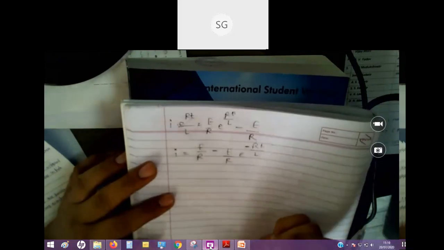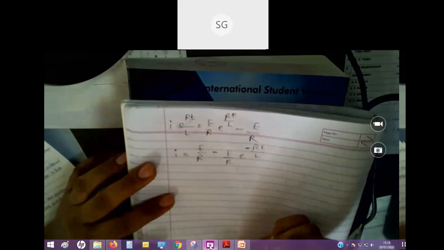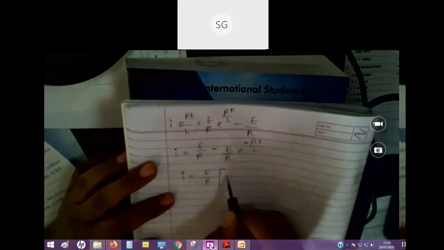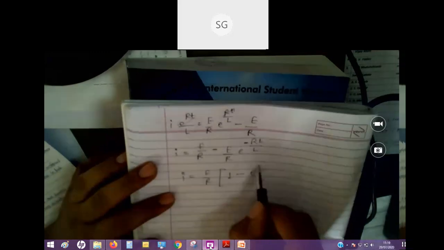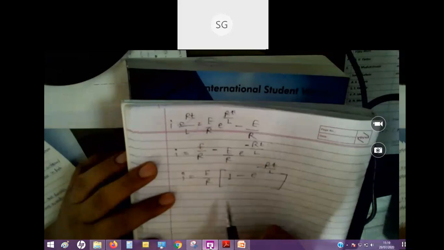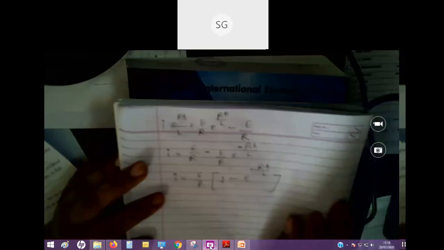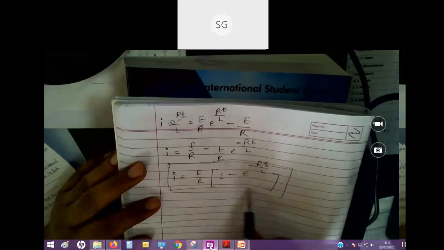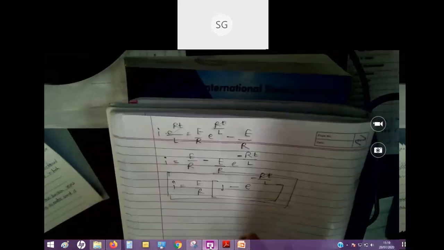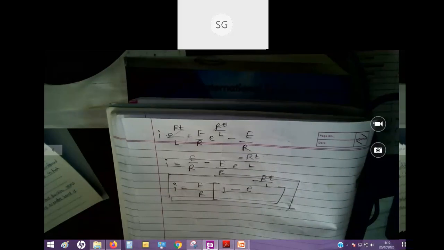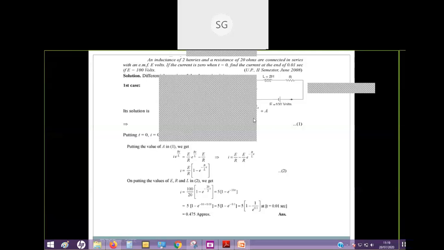So in general we can say that e by r into bracket 1 minus e raised to minus rt by l will be the solution, because it also considers the initial condition. So this is the solution. Please confirm that you are getting the steps up to this point.